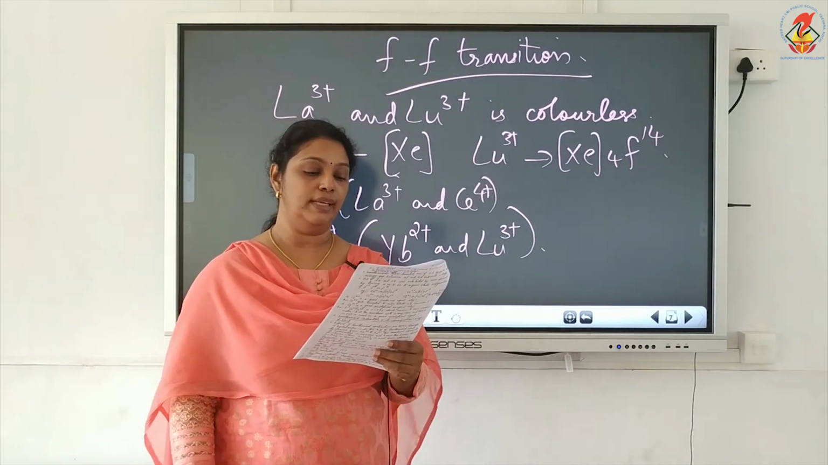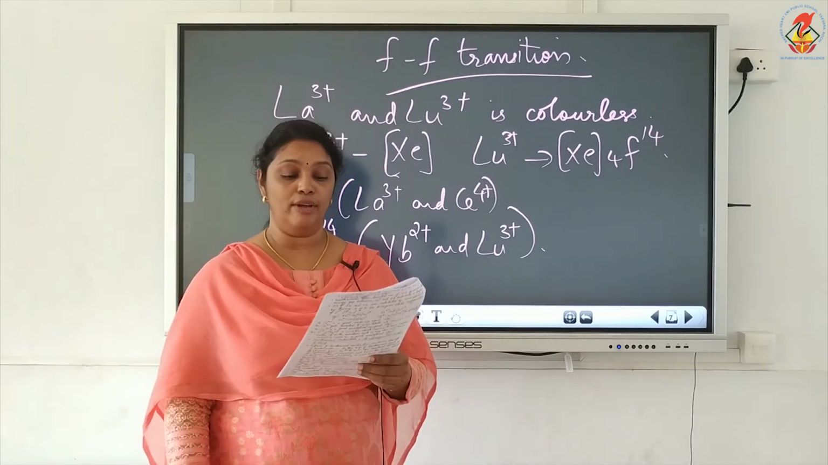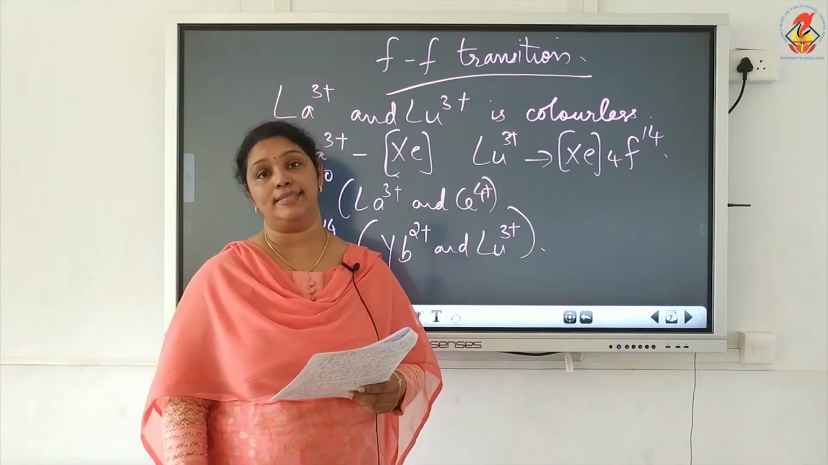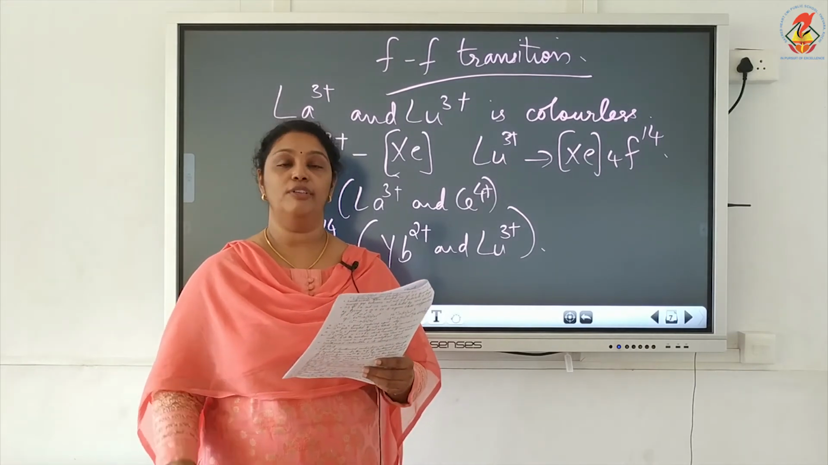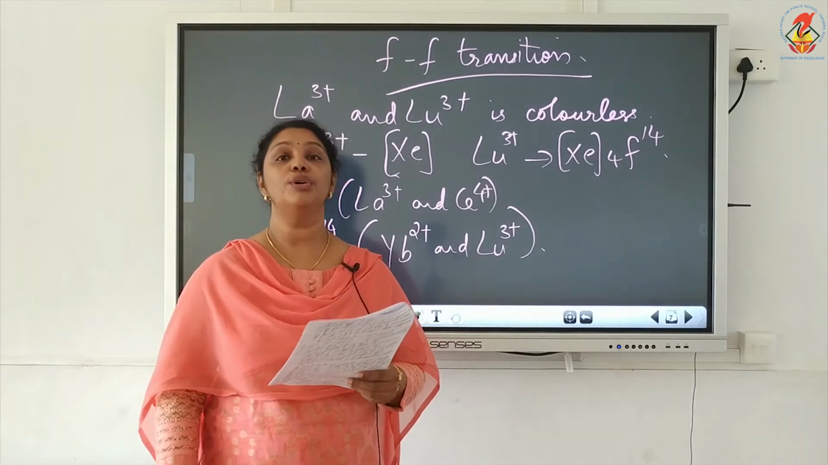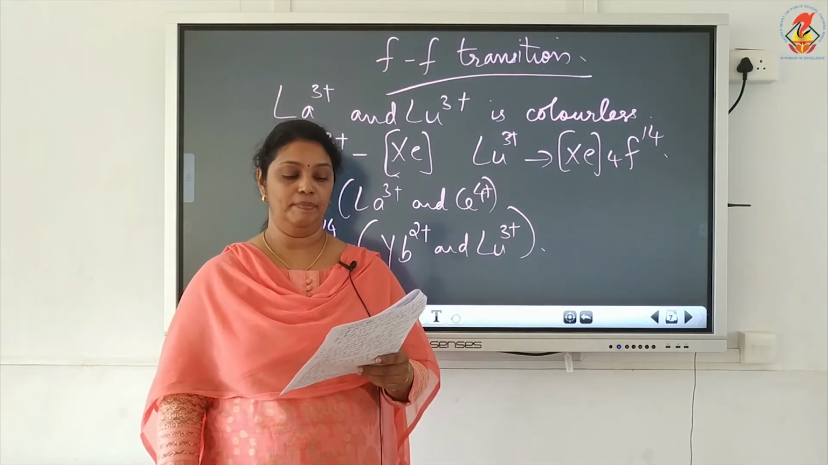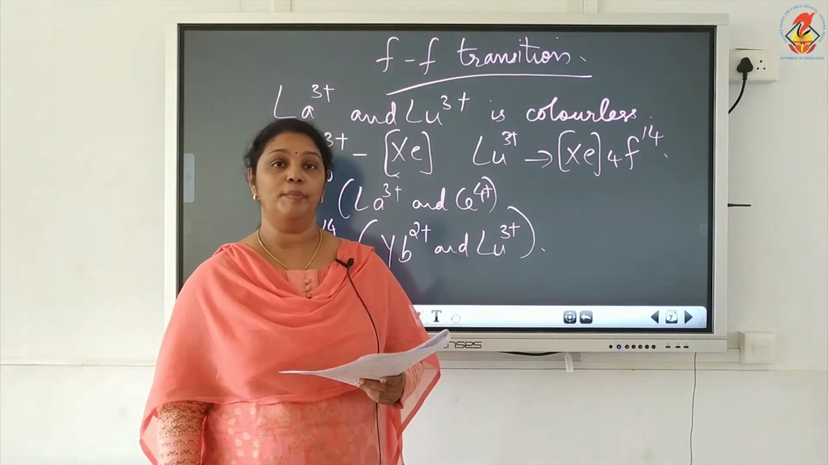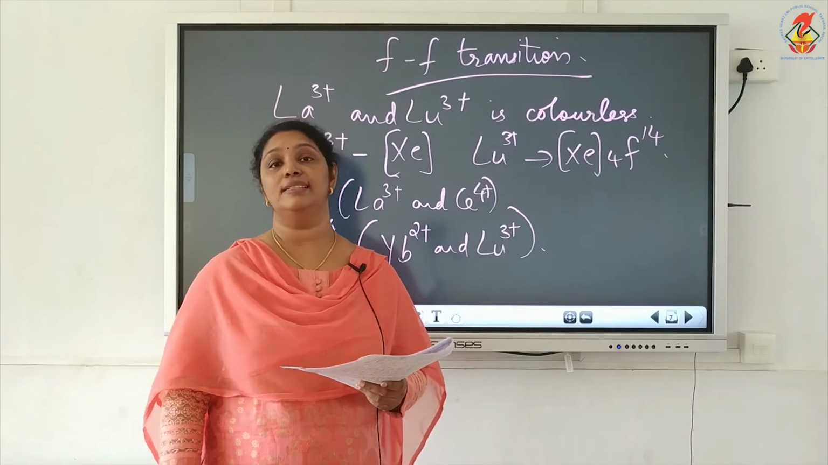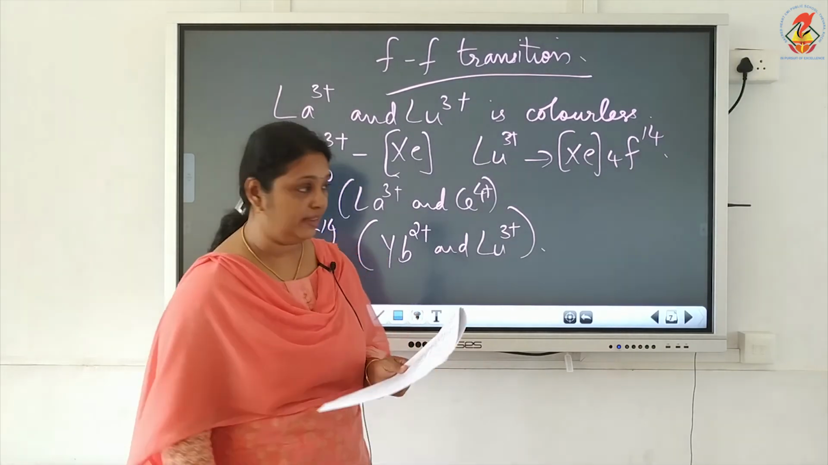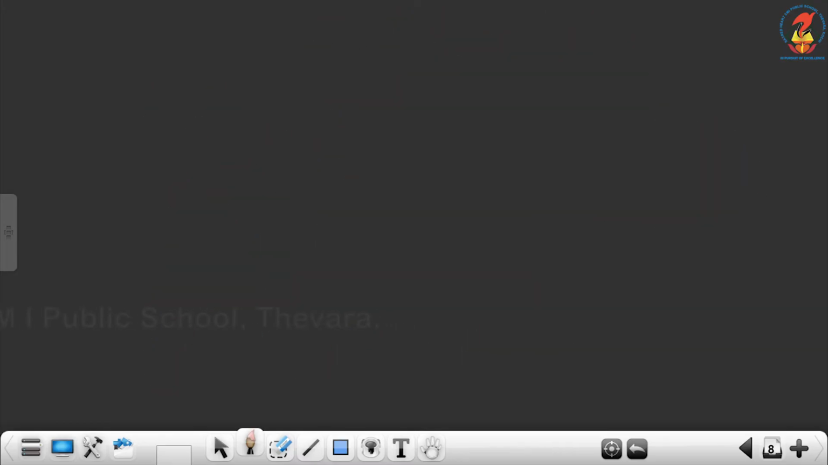Now the next property is lanthanoids do not have much tendency to form complexes. Why? Because of their large size and low charge density. So these are the physical properties of lanthanoids. Now next let us discuss the chemical properties of lanthanoids.